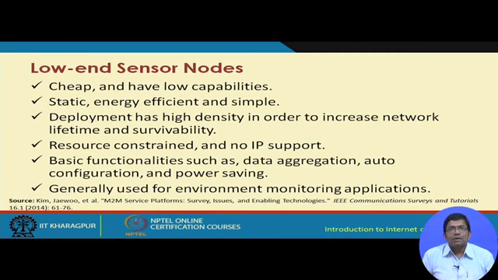These low end nodes are deployed with high density in order to increase the network lifetime and survivability, because these are small with small specs. You need a large number of them to be deployed in a highly dense manner. These nodes are heavily resource constrained. There is no IP support. Basic functionalities such as data aggregation, auto configuration and power saving are supported, and these are generally used for environmental monitoring applications.